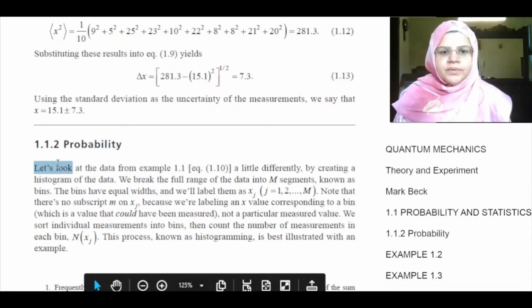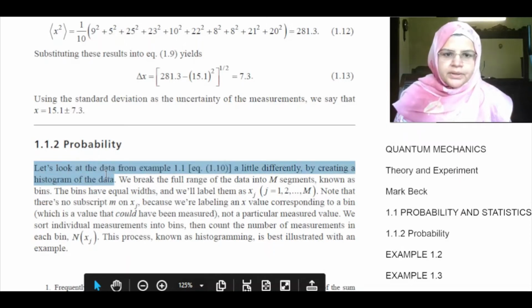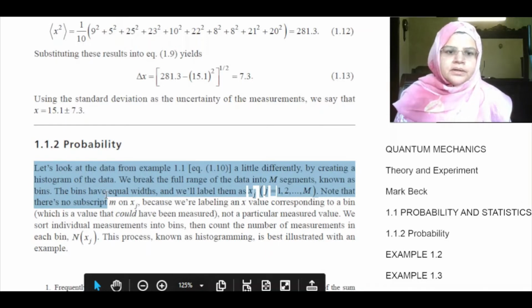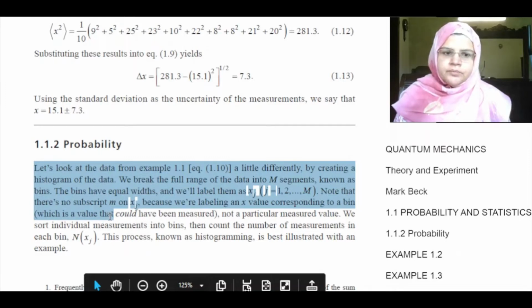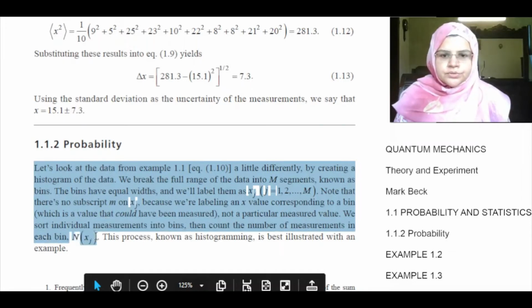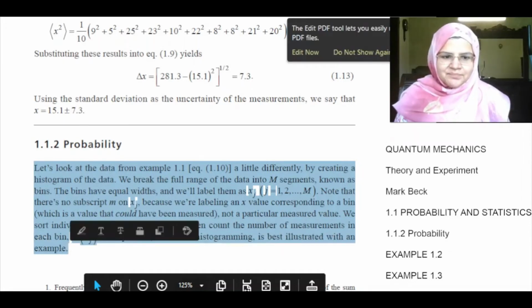Let's look at the data from example 1.1 quite a little differently by creating a histogram of the data. We break the full range of the data into M segments known as bins. The bins have equal width and we label them as xj, j equal to 1 to m. Note that there is no subscript m on xj because we are labeling x values corresponding to a bin, which is a value that could have been measured, not a particular measured value. We'll sort each measurement into a bin, then count the number of measurements in each bin xj. This process, known as histogramming, is best illustrated with an example.